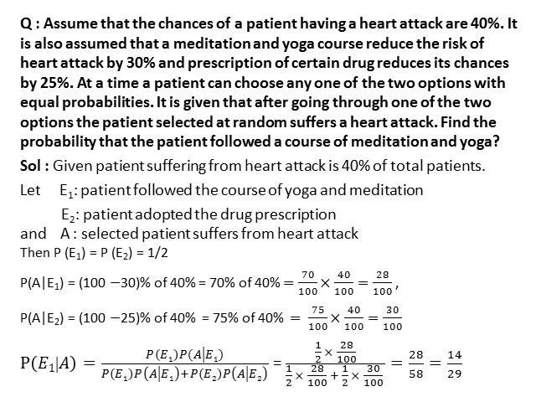By Bayes' theorem we have P(E1 given A) equals P(E1) multiply P(A given E1) divided by P(E1) multiply P(A given E1) plus P(E2) multiply P(A given E2). In next step, put the values of probabilities and simplify it. After simplification, we get P(E1 given A) equals 14 by 29.